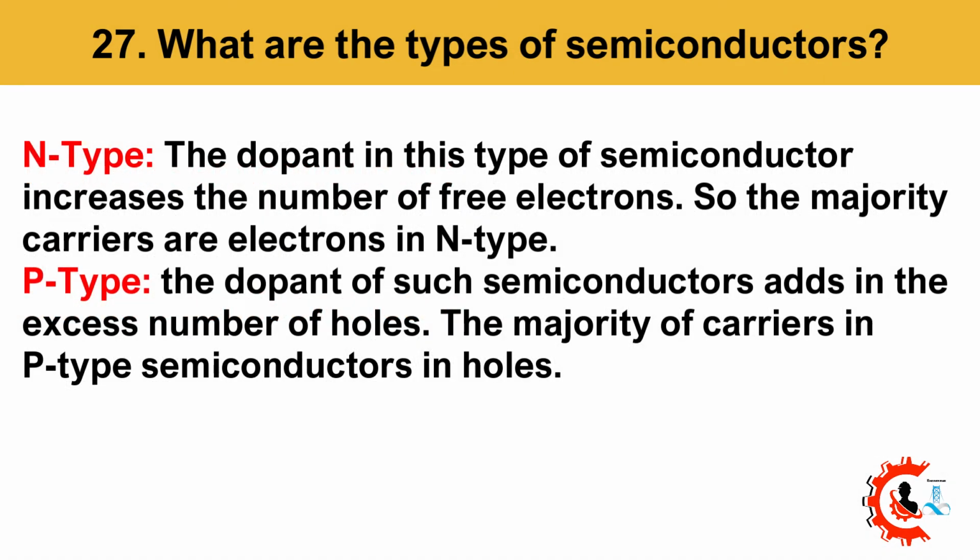N-type. The dopant in this type of semiconductor increases the number of free electrons. So the majority carriers are electrons in N-type. P-type. The dopant of such semiconductors adds an excess number of holes. The majority carriers in P-type semiconductors are holes.